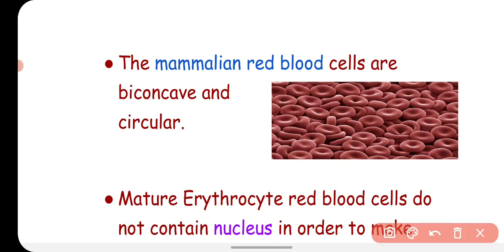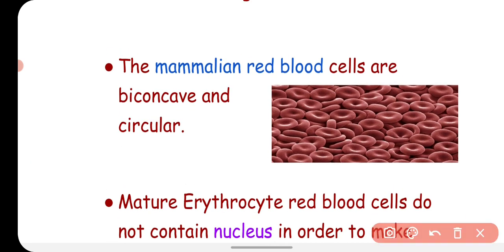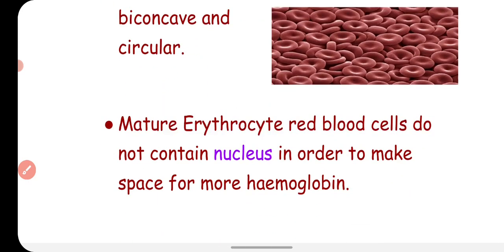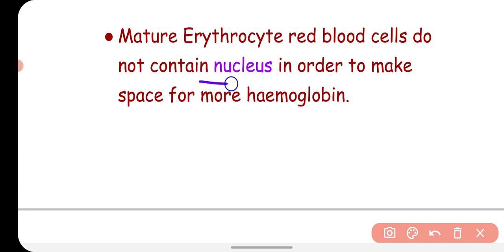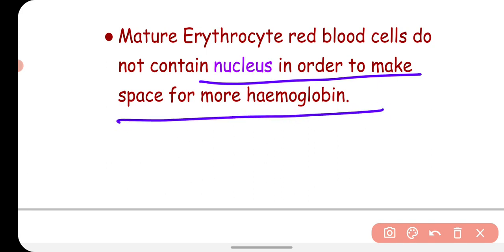The mammalian red blood cells are biconcave and circular. You can see these are circular in shape and they are biconcave. They are depressed at the center from both the sides. Mature erythrocytes do not contain a nucleus, in order to make space for more hemoglobin. In a mammal's body, the mature erythrocyte does not have a nucleus.